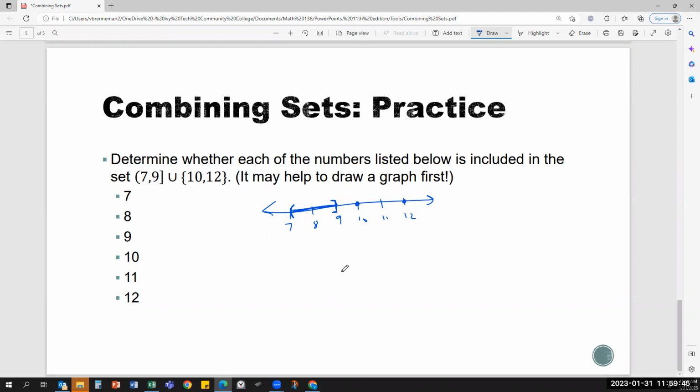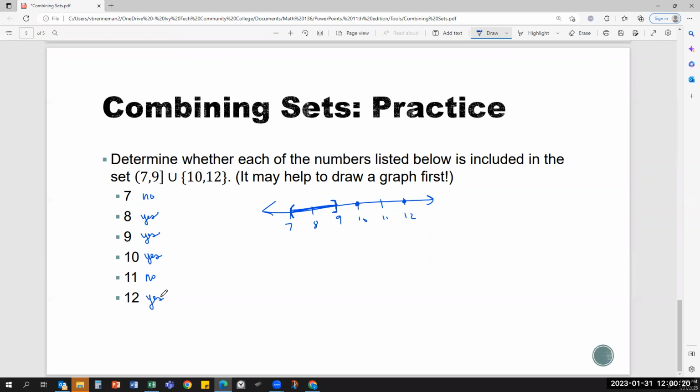So looking at the graph then, if you understand what the parts of the graph mean, we can pretty easily tell 7 is not included in that set, because it's parentheses on there. 8 is, it's in the middle of everything between 7 and 9. 9 is because it had square brackets. 10 is because it was listed in the set roster. 11 is not because the set roster doesn't include anything other than the actual values that are listed. 12 is because it was in the set roster.